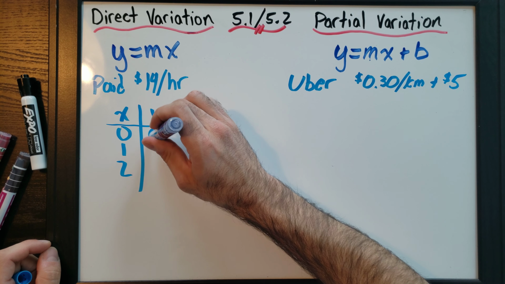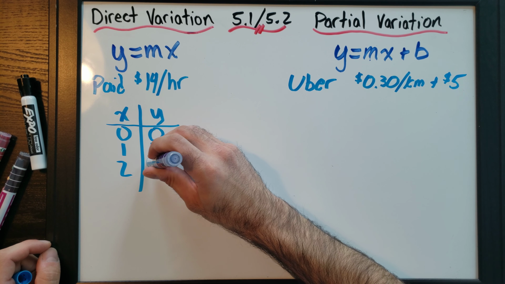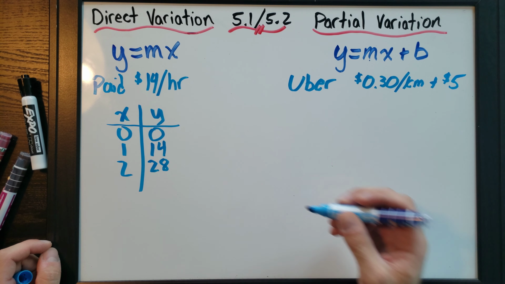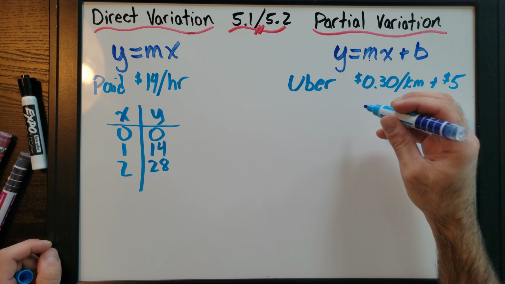If I work 0 hours, I make $0. If I work 1 hour, I make 14. If I work 2 hours, I make 28, etc., etc. Okay, this is direct variation. Let's take a look at Uber though.